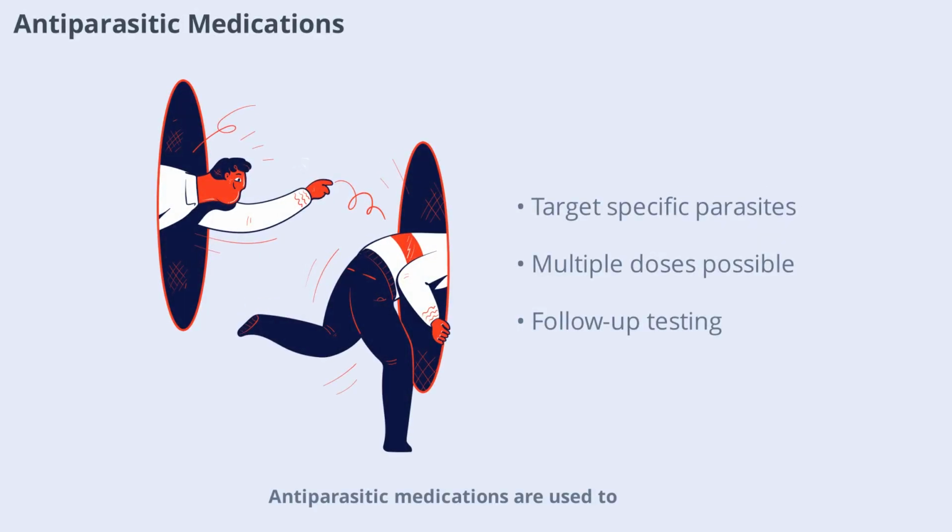Antiparasitic medications are used to treat infections caused by various parasites. These drugs are tailored to the specific organism involved. For example, medications for malaria differ from those for intestinal worms. It's important to follow your healthcare provider's instructions closely, as some treatments may require multiple doses or follow-up testing.